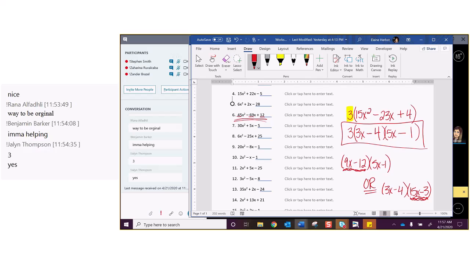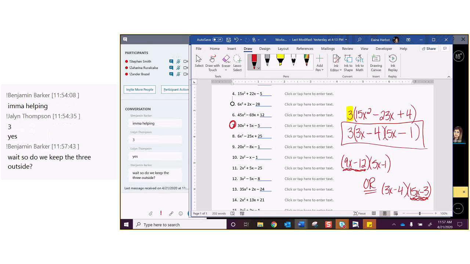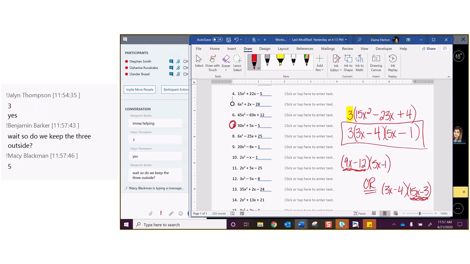We talk a little bit later in this unit about factoring out the greatest common factor first and then factoring what's left over. Oh, what could you factor out of number 7? What could I factor out of this one? What goes into 30, 5, and 5? Yes, you keep the 3 outside. Good question. You keep that outside because it's still part of the answer.